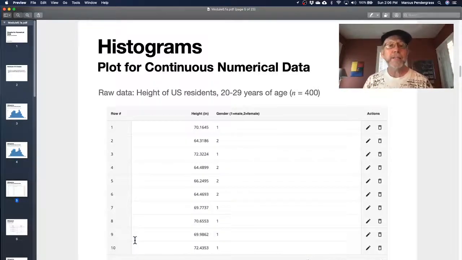The actual data itself, of course, is a much larger collection of information to look at. Here, I'm just showing you the first 10 individuals in this data set. So individual 1 had a height of 70.1645 inches. You can see the height is measured very accurately here. And we're also recording the gender of each individual. So this is a bivariate data set.